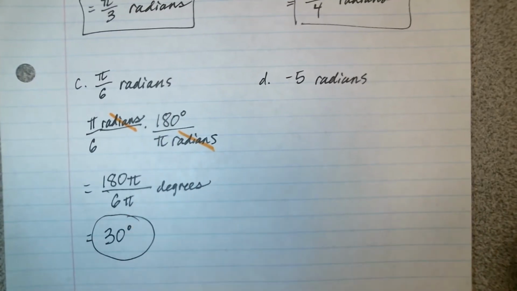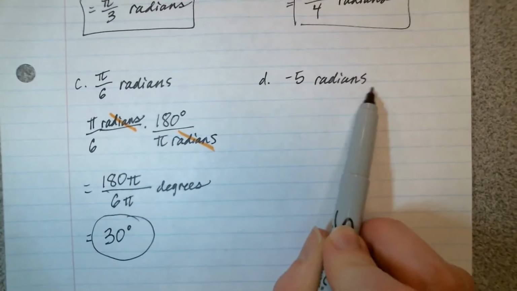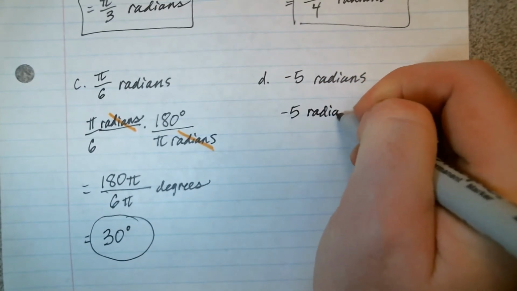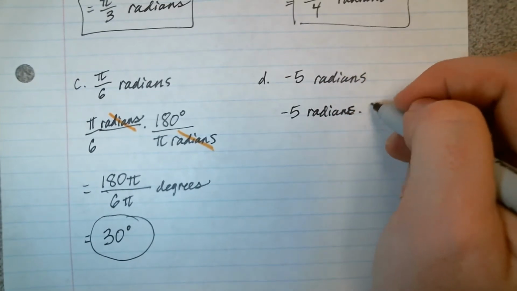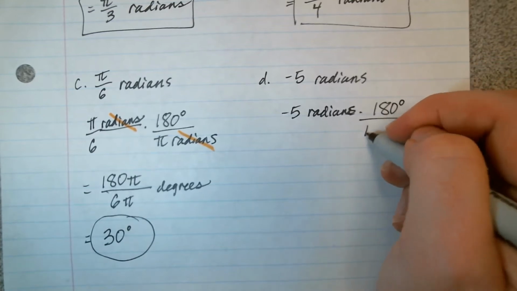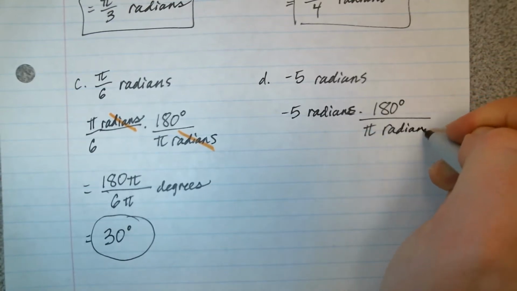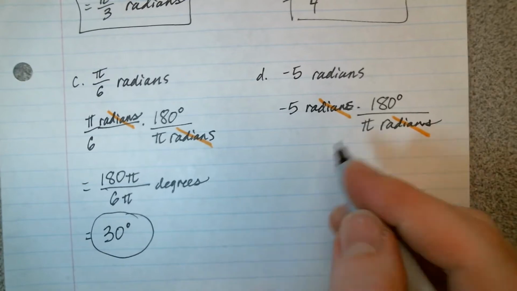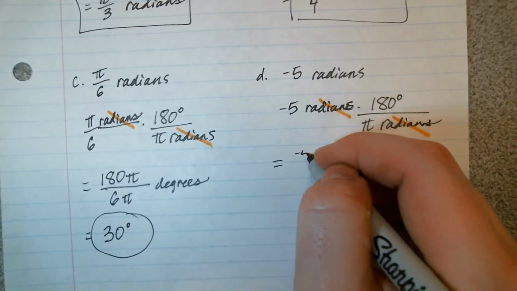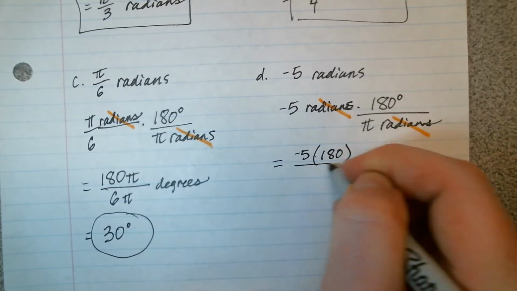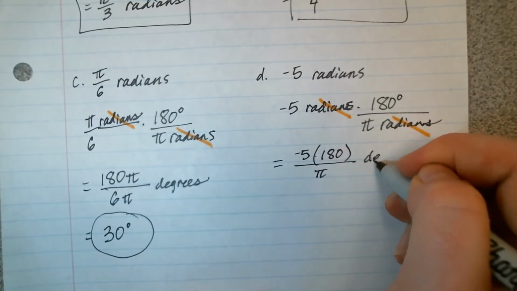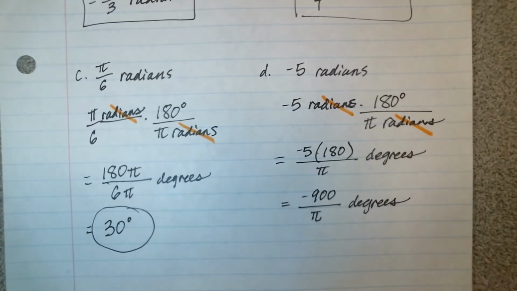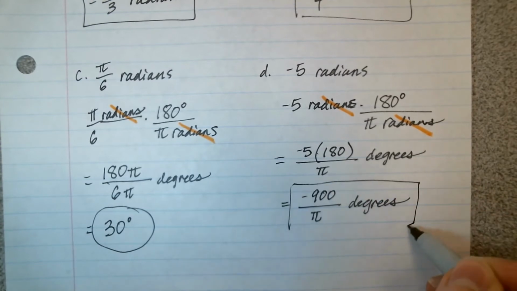Okay. And then one last one, -5 radians. I want to do the same unit conversion. So -5 radians, I will multiply by 180 degrees divided by pi radians. That way, radians will cancel. I'm left with -5 times 180 divided by pi degrees. And I'll just simplify this a little bit. And for an exact answer, this would be just fine.